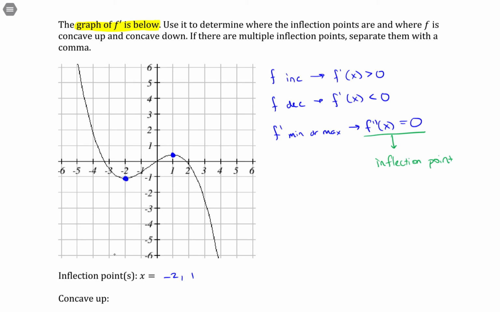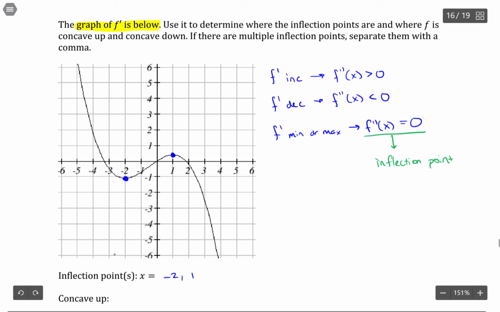Now, the intervals of concavity are pretty straightforward at this point, because if we assume that this relationship holds from a function to its derivative, then let's just look at the relationship between the first derivative and the second derivative here. So if the first derivative is increasing, then the second derivative is greater than 0. If the first derivative is decreasing, then the second derivative is less than 0. And we know the second derivative, when it's positive, tells us we're on an interval that is concave up. And when it's negative, we're on an interval that is concave down.